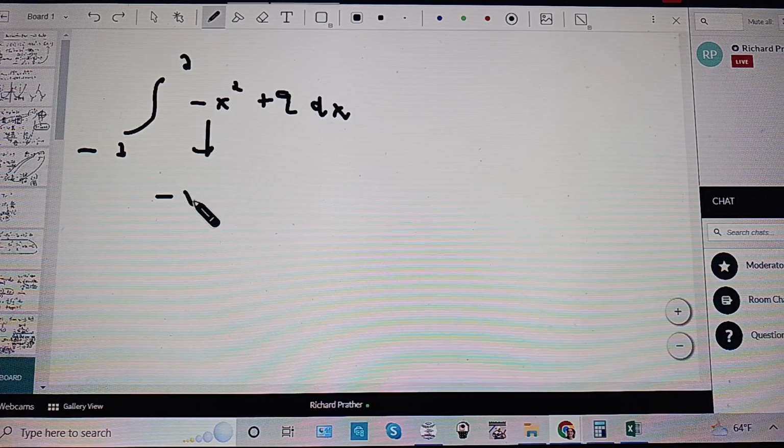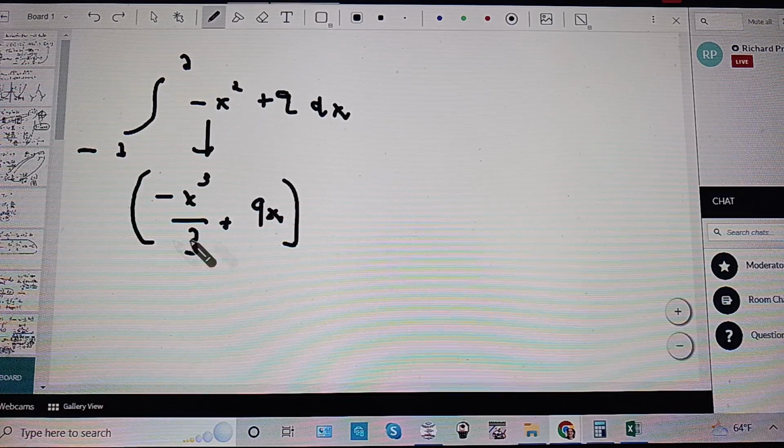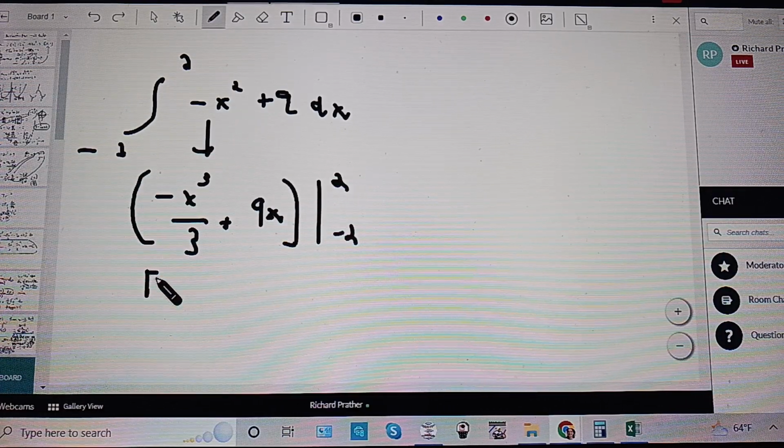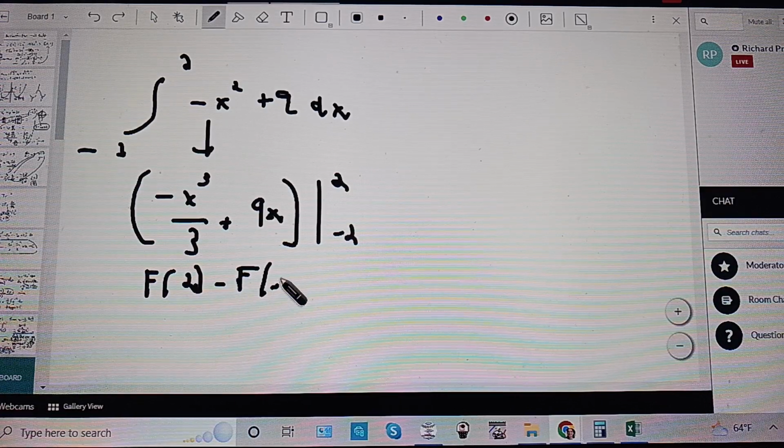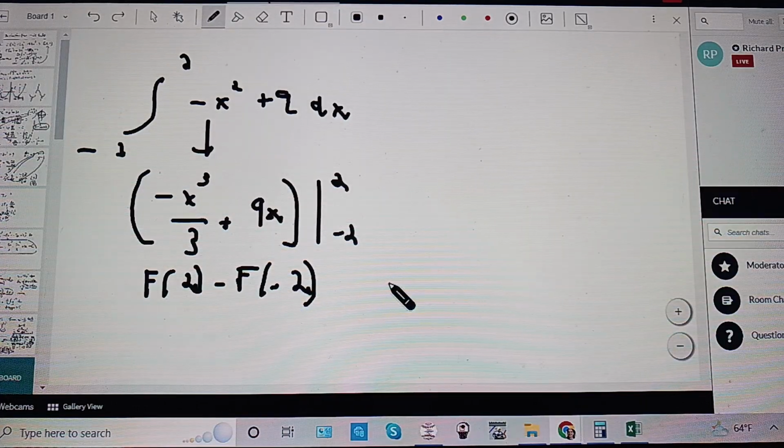So this would be negative x to the third over 3 plus 9x, and then evaluate that from negative 2 to 2. Big F of 2 minus big F of negative 2. This would be the exact area, actually. And let's see how close to 31 it is. So 2 cubed is 8. You'll get negative 8 thirds.